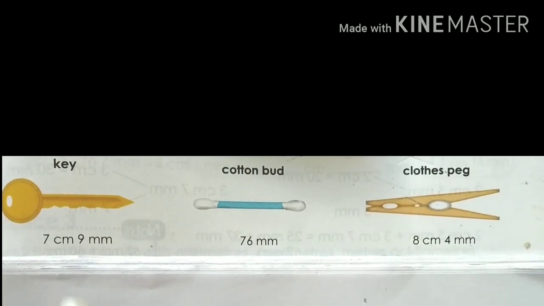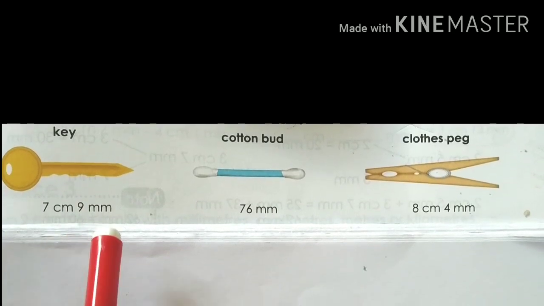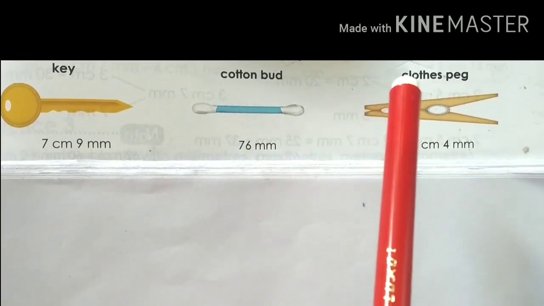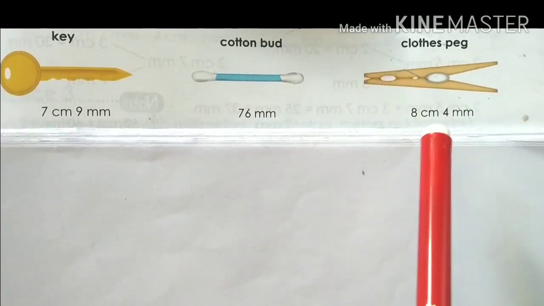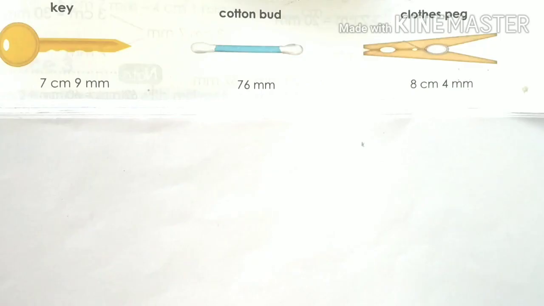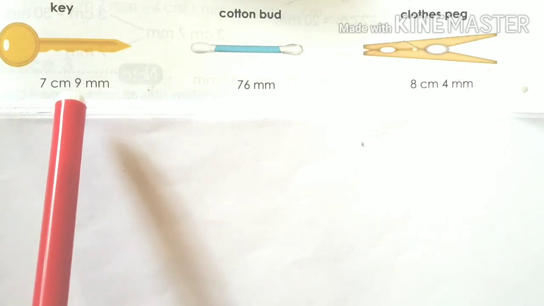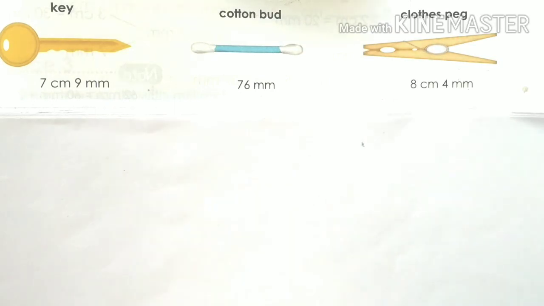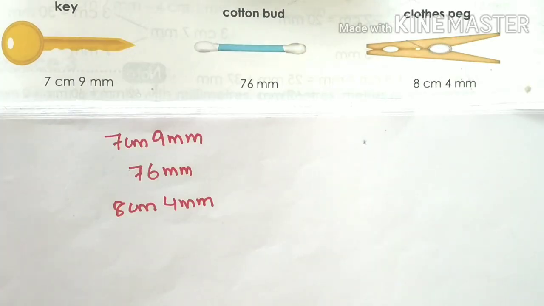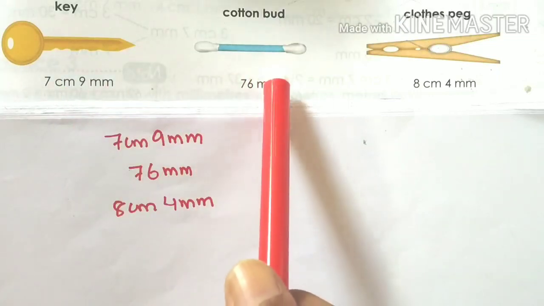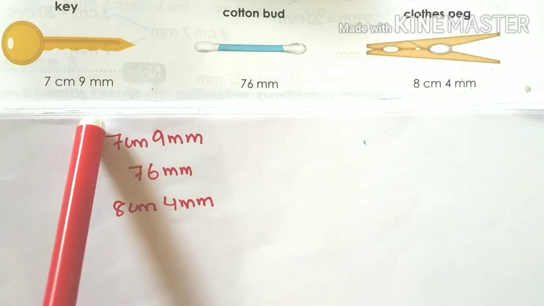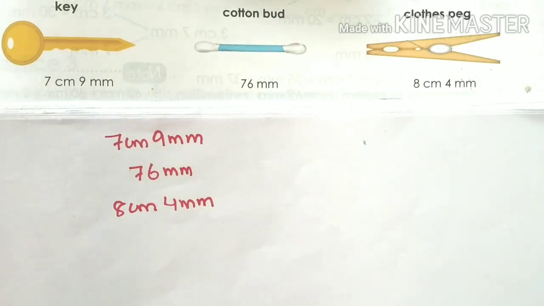Now students, the length of the key is given in centimeters and millimeters. The length of the cotton bud is given in millimeters and the length of the clothes peg is given in centimeters and millimeters. So at first we have to convert the length of the key and the length of the clothes peg in millimeters. Now students, in order to compare the lengths of the objects, we have to first express the lengths of the objects in the same units.